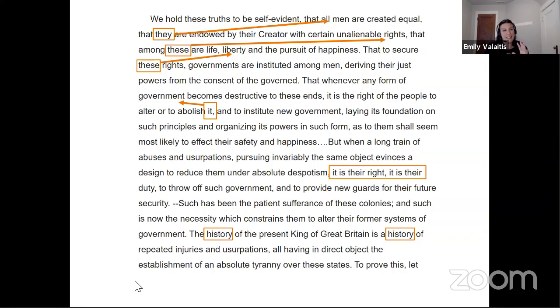Just to clarify, we have the parallel structure with it is their right, it is their duty, and that history, the history and a history are parallel to one another in order to showcase how the King of Great Britain, who he is today, is one full of repeated injuries.